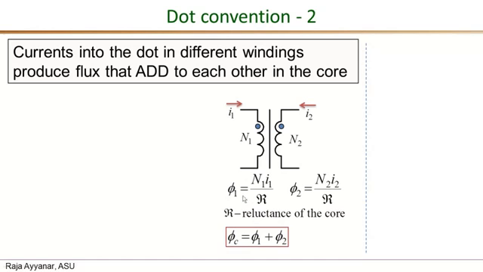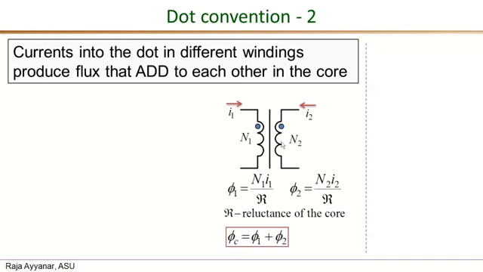The fluxes themselves, the magnitude is given by the MMF divided by the reluctance of the core. MMF for the first winding is number of turns times the primary current, will be N1 I1, and the reluctance is the same for all the windings. Okay. Phi 2 will be its own secondary MMF, which is N2 times I2 over the same reluctance. Okay. The key point is these two fluxes add in any part of the core, okay, as long as the two currents are entering the dot.